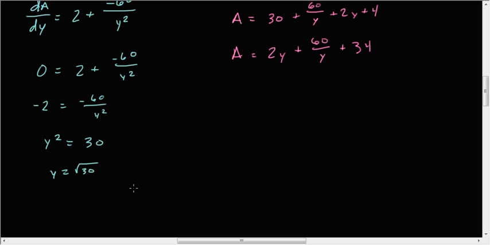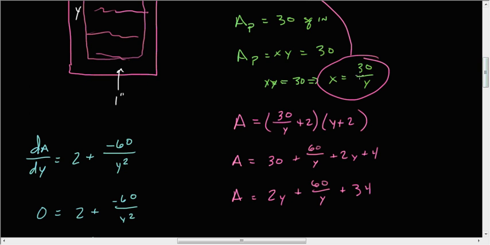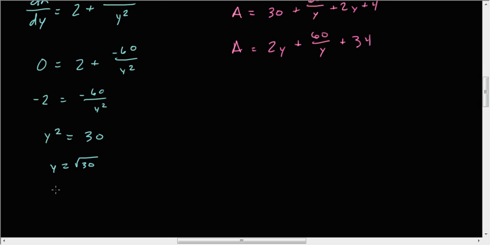And now I'm not seeing anything. It's 6 and 5, so there's nothing that we can pull out and make it nicer. And so now we have y is equal to the square root of 30. And because x is equal to 30 over y, x is equal to 30 divided by root 30, which is the square root of 30. And so x and y are the same.